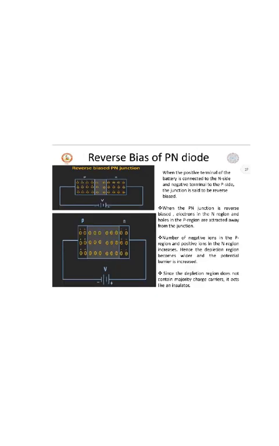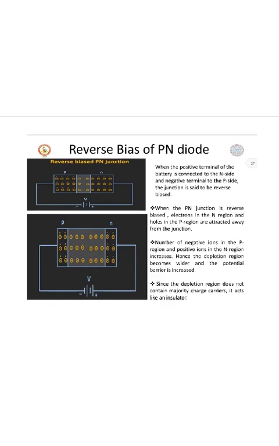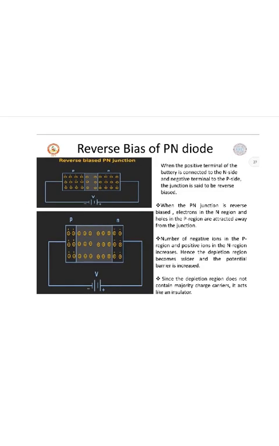So coming into the reverse bias condition of the PN diode, here it is a reverse process of the forward bias. So here what we are doing is, you can see here, connecting negative to the P type and positive to the N side. So what happens here is, when the positive terminal of the battery is connected to the N side and the negative terminal to the P side, the junction is said to be reverse biased.